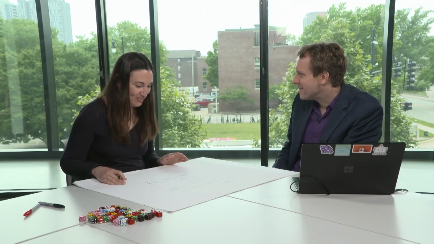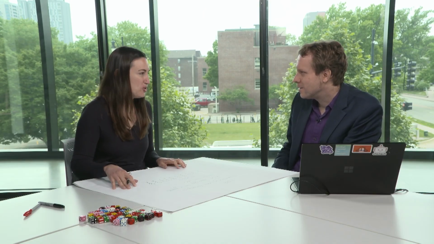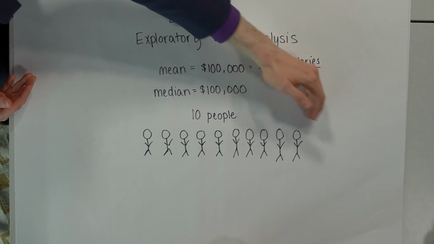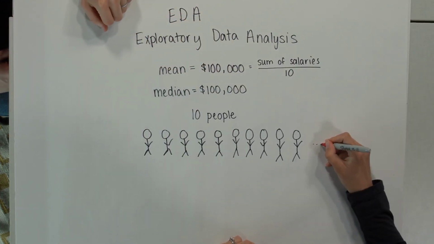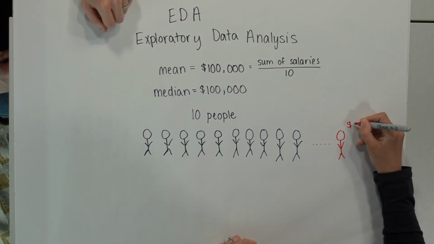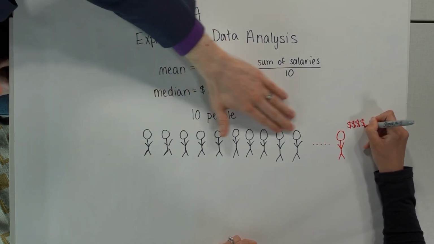So right now we only have 10 people, but what if a really rich person came into the room? So if we have to organize them from lowest salary to highest salary, they would be way over here. So we would do something like this, and this person would be like a billionaire. Okay, so they're making way more money than everyone else.